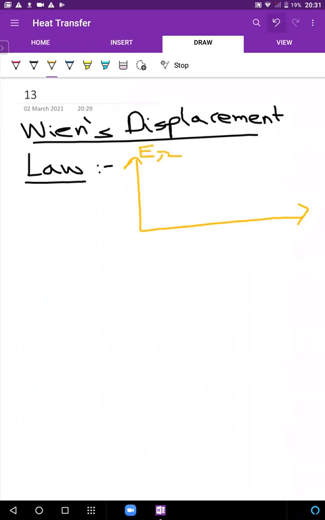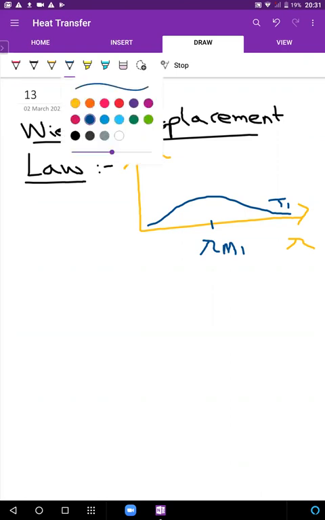E lambda, which we saw a little while ago, spectral emissive power plotted against different wavelengths. And what you'll typically find is that your graph looks like this. It has a maxima somewhere. Let's say that maxima occurs at lambda M1. Here, this is for temperature T1. So at temperature T1, your graph looks like this, and your maxima occurs at a wavelength lambda M1. M is for the maxima. Okay, 1 is the specific case.